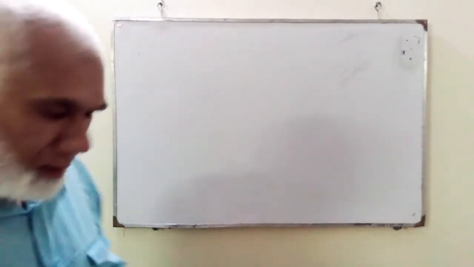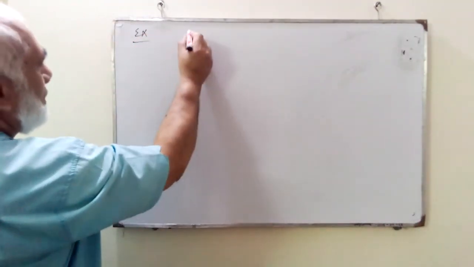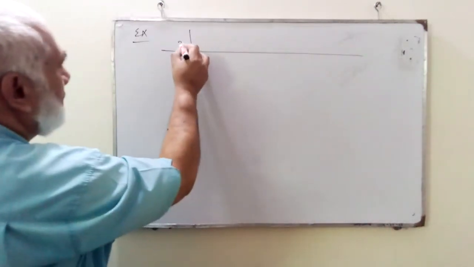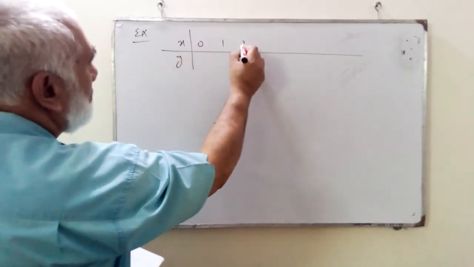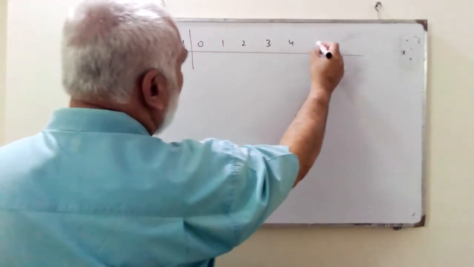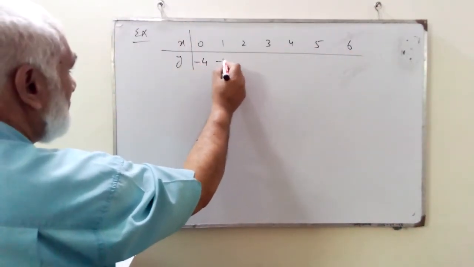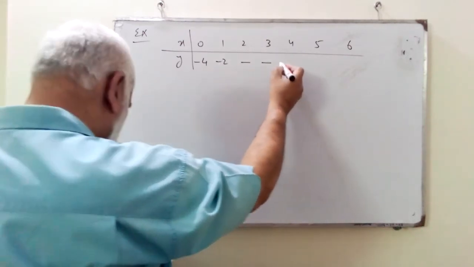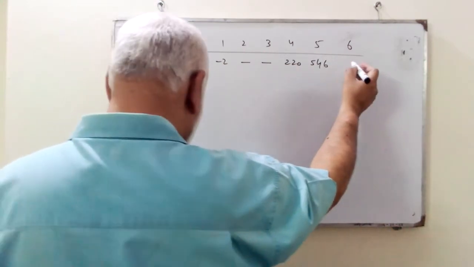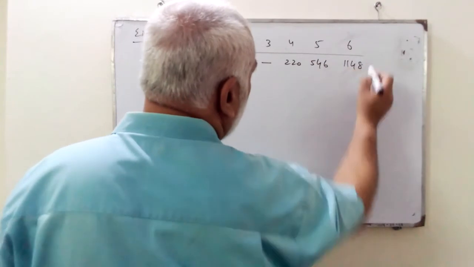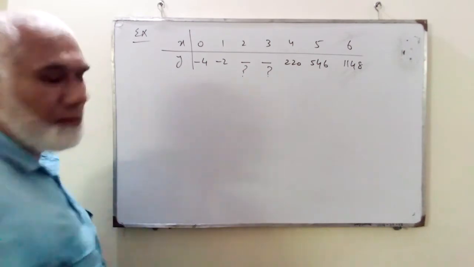So here we write down the question. The question in the form of a set of points is given to you. The values of x are 0, 1, 2, 3, 4, 5 and 6. So these are the values given. And the corresponding values of y are minus 4, minus 2, dash, dash, 220, 546, and 1148. So this is the set of points given to you, and these are the two missing terms, and the task is to locate them.